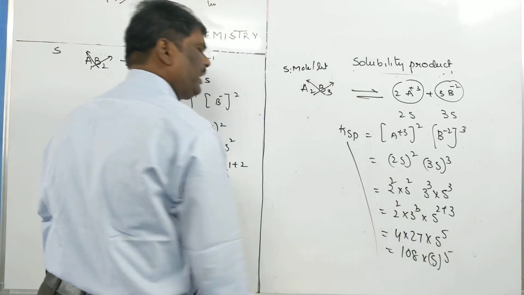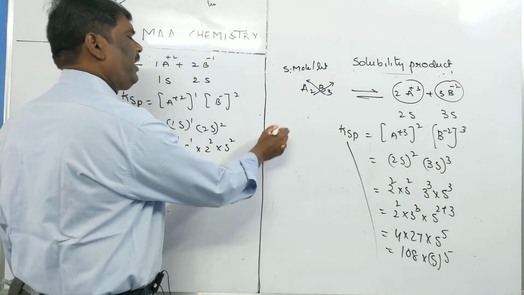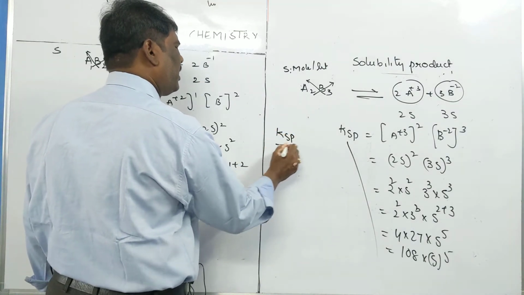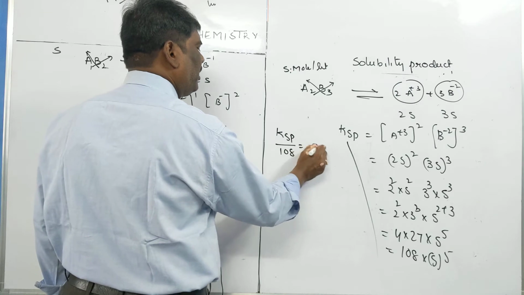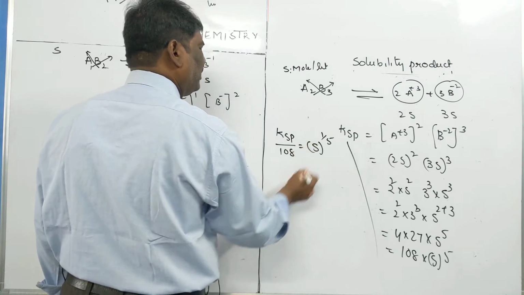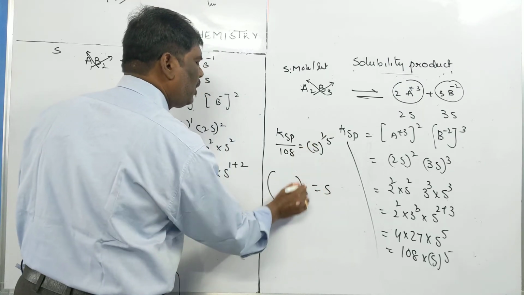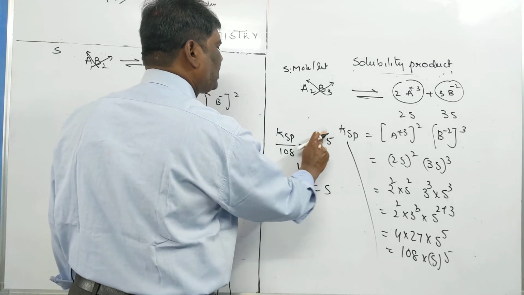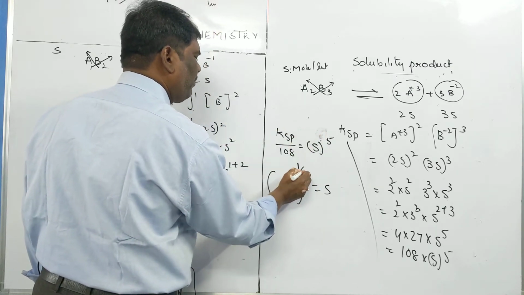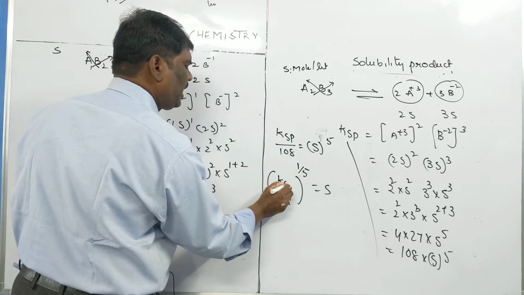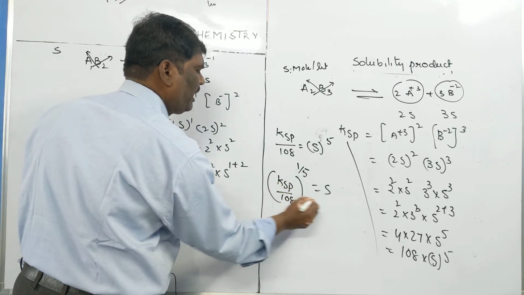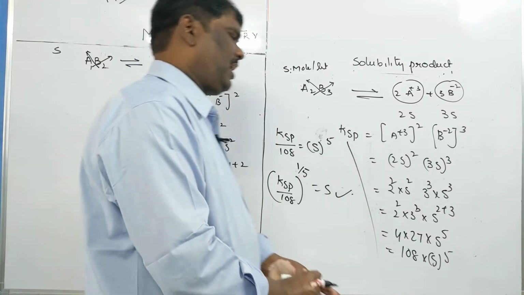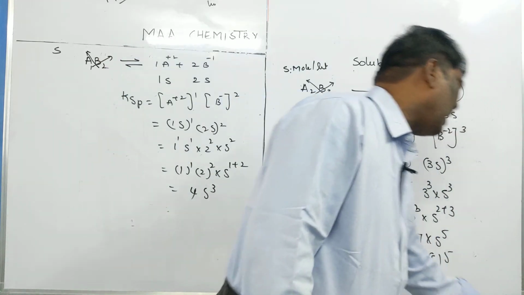Now can you calculate what is s? KSP by 108 becomes what? S power 5. Then s equal to what? Whole power something. Here this is s power 5. This s power 5, when it comes to this side, becomes 1 by 5. Thus s equals KSP by 108 whole power 1 by 5. Thus the solubility is taken like that.